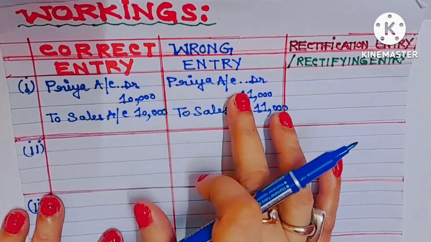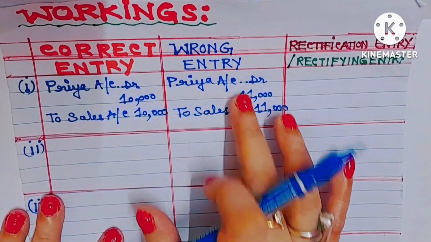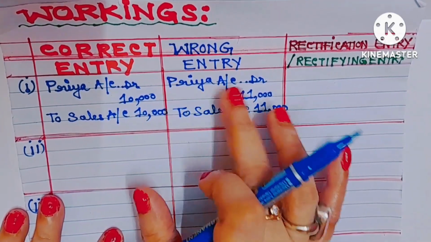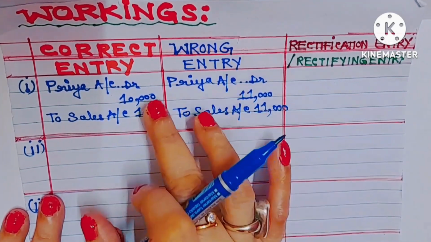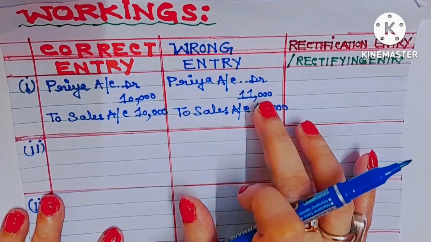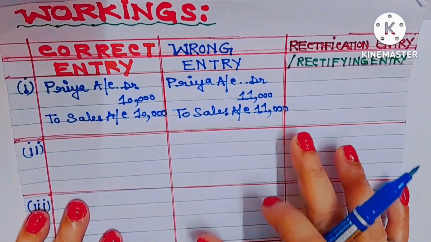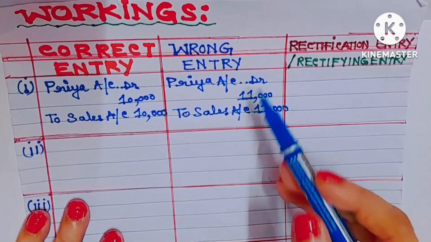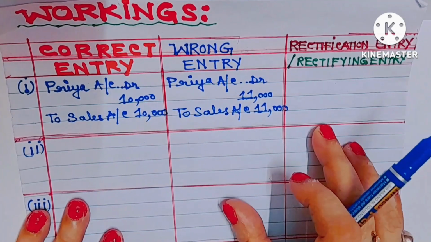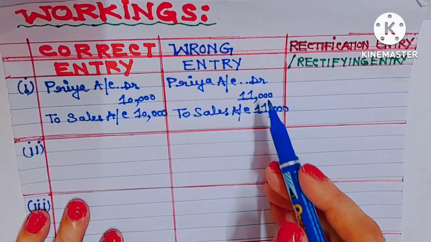See, the journal entry is same in the correct entry and the journal entry is also same in the wrong entry. So Priya account is debit. Here also Priya account is debit. What is the wrong amount? In the correct entry it is 10,000 and in the wrong entry it is 11,000. So 1,000 more have been recorded in the wrong entry. So now we have to decrease rupees 1,000 from the debit side. Understood? Because we have to rectify it. 1,000 has been recorded more.